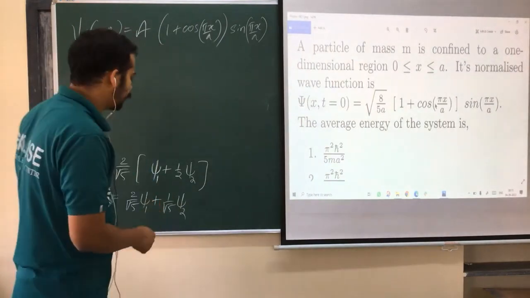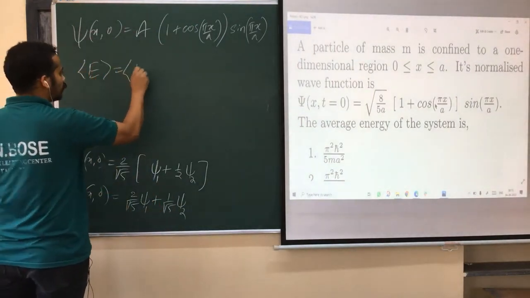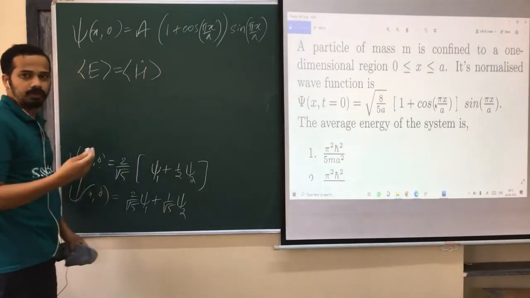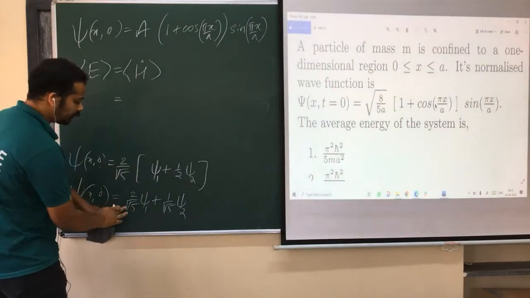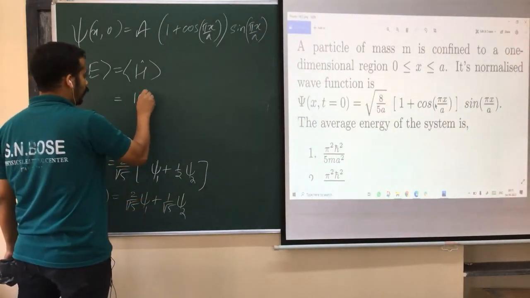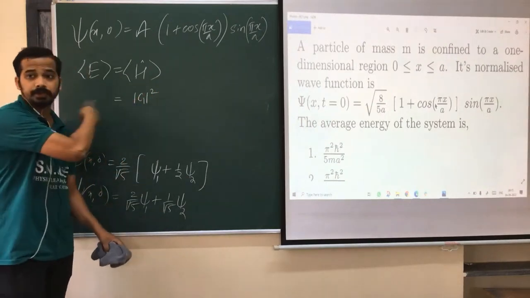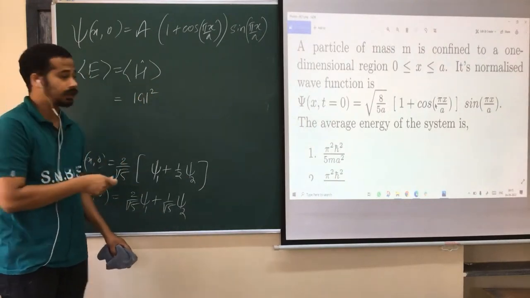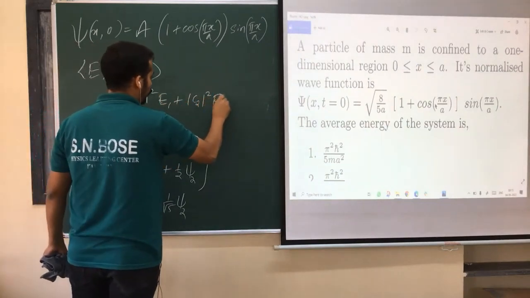What is the average energy of the system? Average energy of the system, or expectation value of the Hamiltonian. That's nothing but only C1, C2 are non-zero. Rest of all terms are 0. Mod C again, make sure that it is normalized. Otherwise, this expectation value, whatever you are writing, that would be wrong. Mod C1 square into E1 plus mod C2 square into E2.